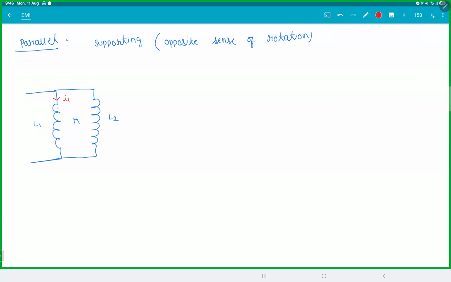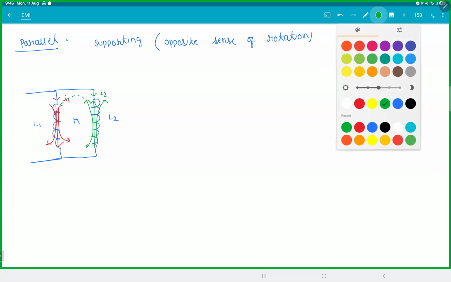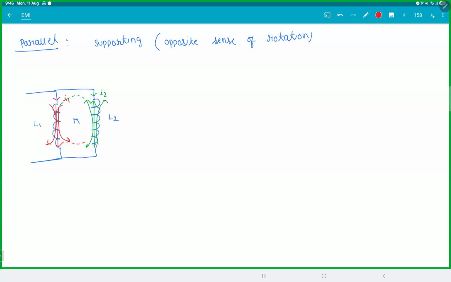So here when the current I1 is flowing, the field lines are going down. So here the field lines are like this. So if you see, these field lines will enter into this and red field lines will enter into this, both are supporting each other. So here you need to have an opposite sense of rotation. And now you want to replace them with one single thing.